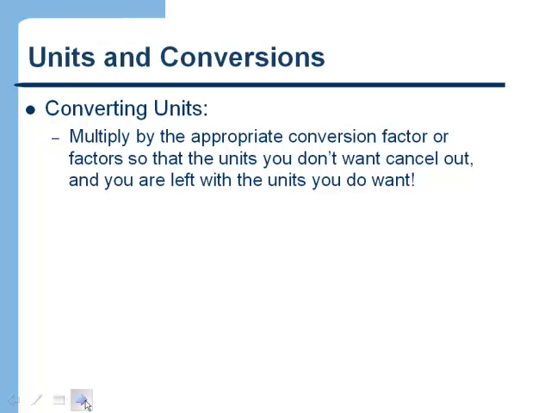We now want to take a look at how to do unit conversions. Oftentimes we have a situation where we have a quantity measured in one unit and we need to change it to a different unit. So here's how we do it. We take the number that we want to convert and we multiply it by the appropriate conversion factor. And we set up that factor so that the units we don't want cancel out and the units we want are the only ones we're left with. Let me show you what I mean by that.